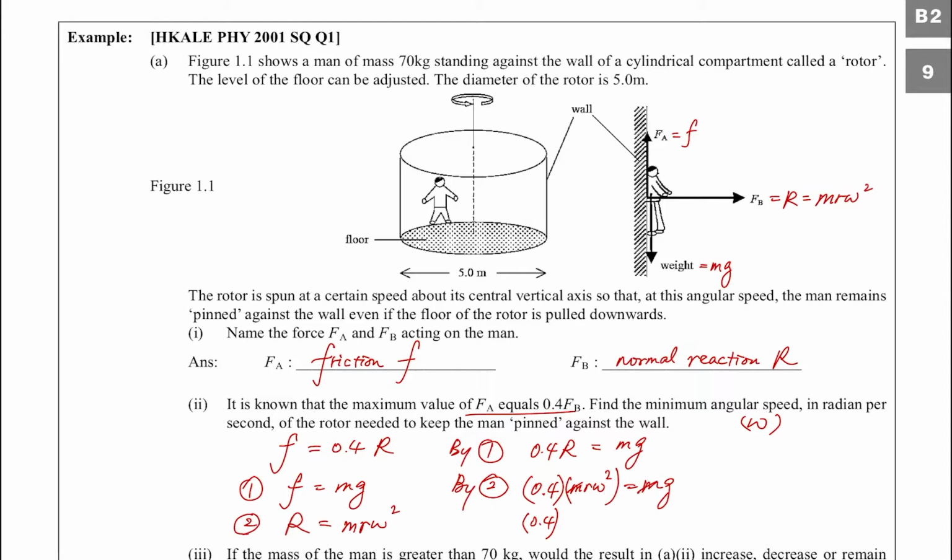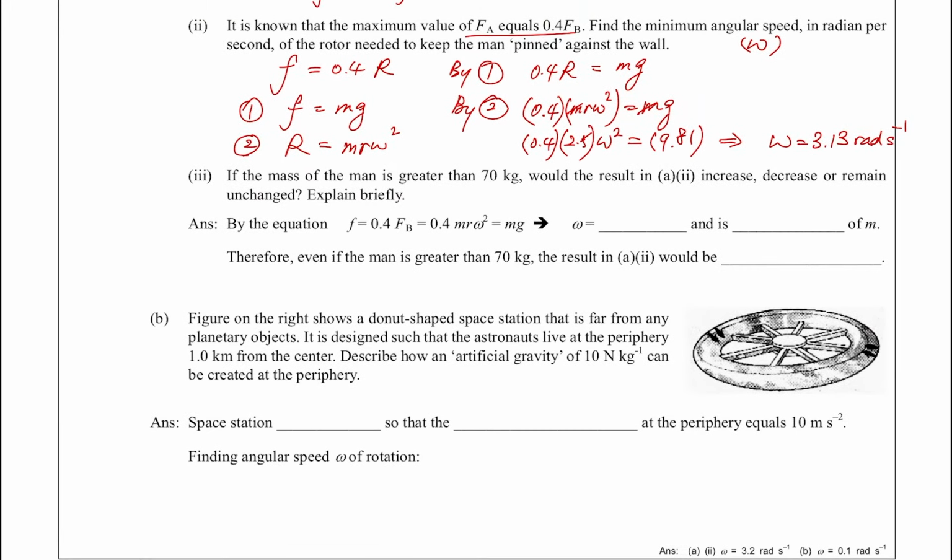And now we are going to put in the numbers. 0.4 m is cancelled out on both sides, so it doesn't matter about the m. R is the radius of rotor, as the diameter is 5 meters, so the radius would be 2.5. Omega is what we want to find, and G is 9.81. So solving this equation, we'll get omega 3.13 radian per second.